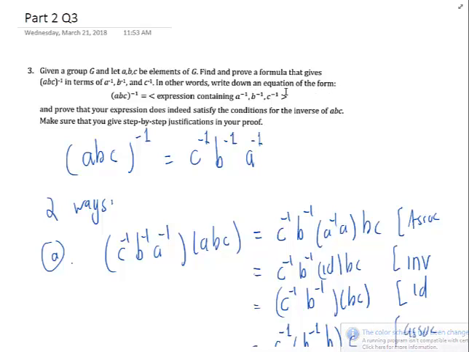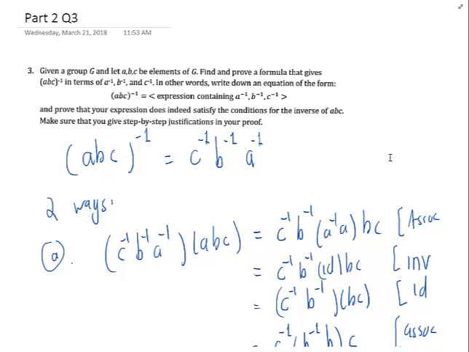Okay, let's do question 3 of part 2. This was an abstract groups question. Given a group G, let A, B, C be elements of G. Find and prove a formula that gives (ABC) inverse in terms of A inverse, B inverse, and C inverse. In other words, write down an equation in the form (ABC) inverse equals an expression containing A inverse, B inverse, C inverse, and prove your expression does indeed satisfy the condition for the inverse of ABC.